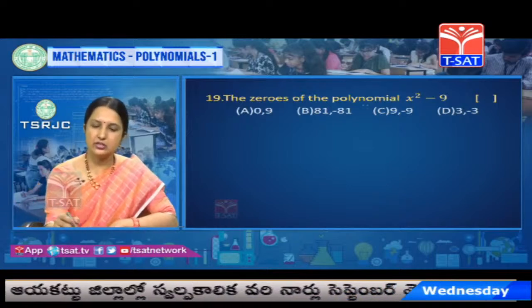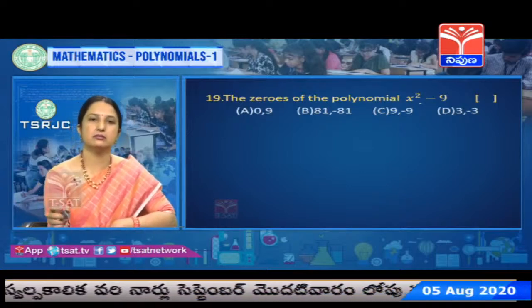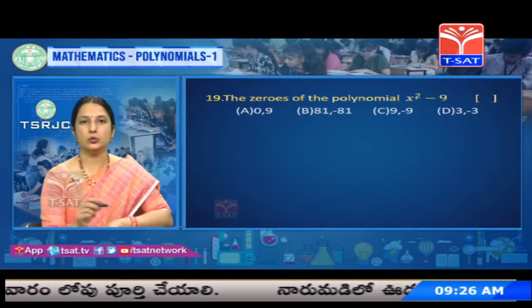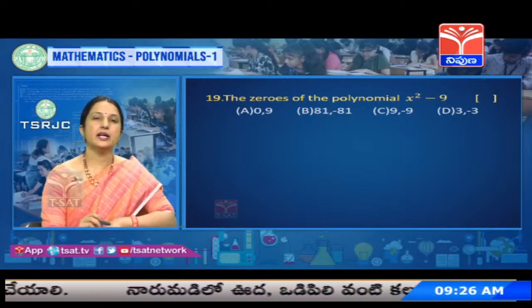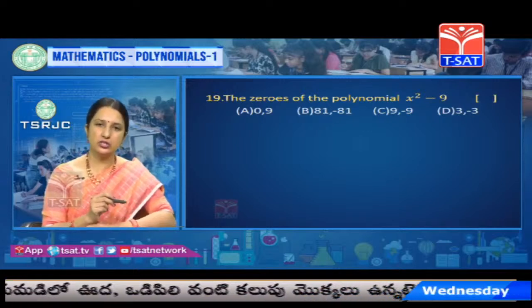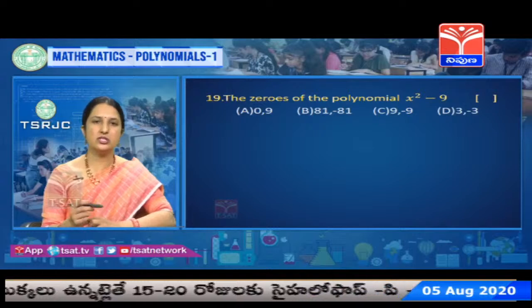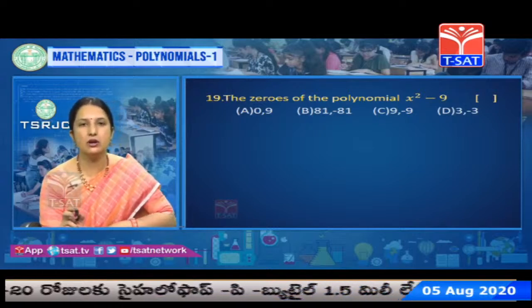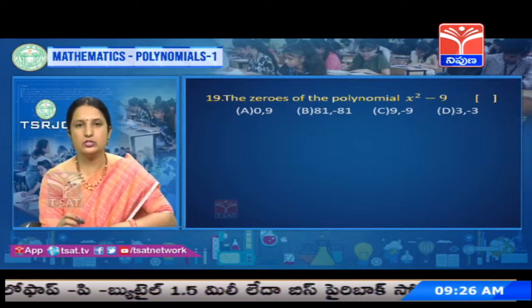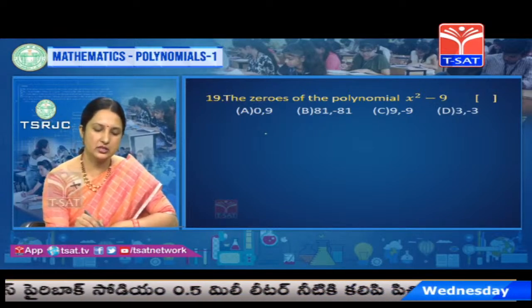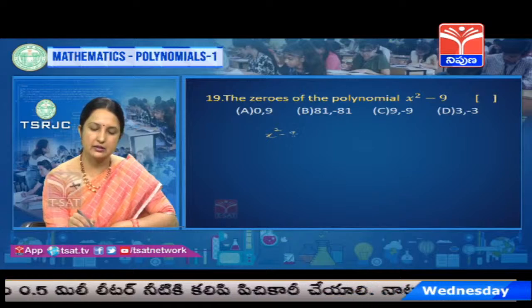Next, the zeros of the polynomial x square minus 9. X square minus 9 is a quadratic polynomial. A quadratic polynomial has at most 2 zeros. It can have no zeros, 1 zero, or 2 zeros. At most 2 zeros can exist. Here, we will see how many zeros exist.